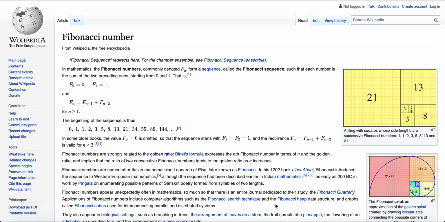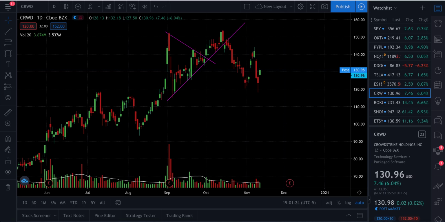So today, one of the topics I'm going to talk about is the Fibonacci number, the Fibonacci sequence. A lot of people use Fibs, and I'm going to show you exactly how to use it, what it means, and how it works. So let's get started.